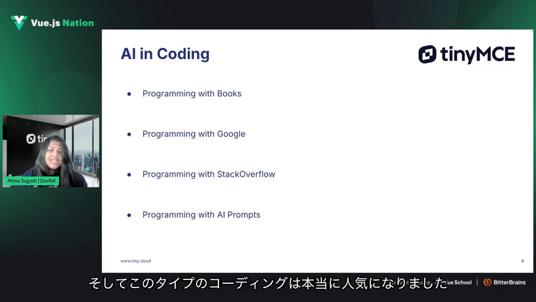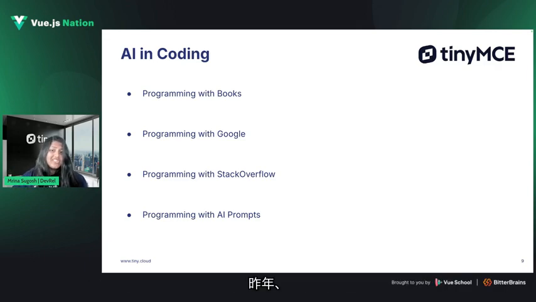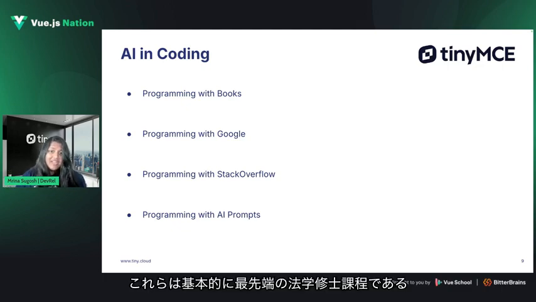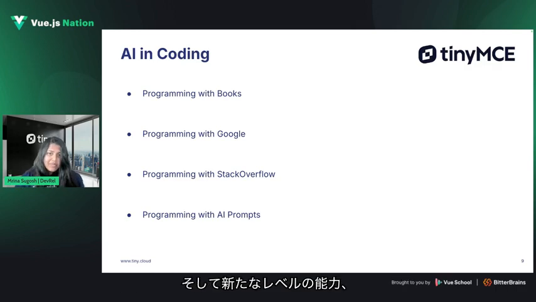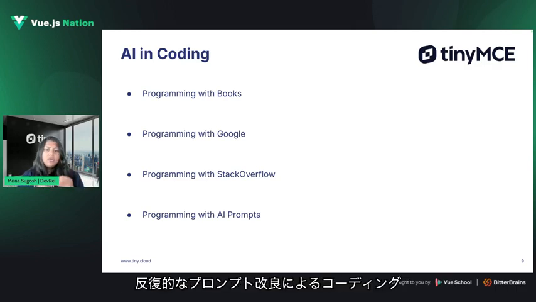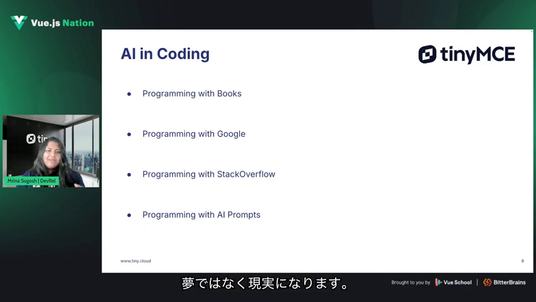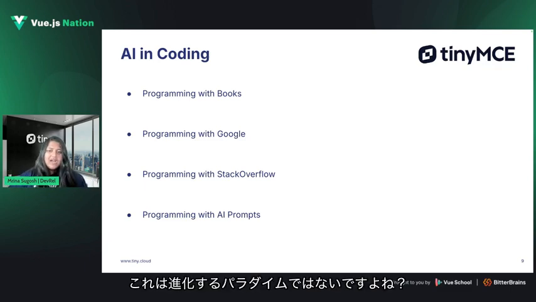And this type of coding has really become popular over the last year, especially since I would say the release of GPT 4.0 and Claude 3.5 Sonnet. These are basically state-of-the-art LLMs, and they've really reached a new level of understanding and a new level of capability where coding via iterative prompt refinement, as I'm going to call it, becomes a reality as opposed to a dream.